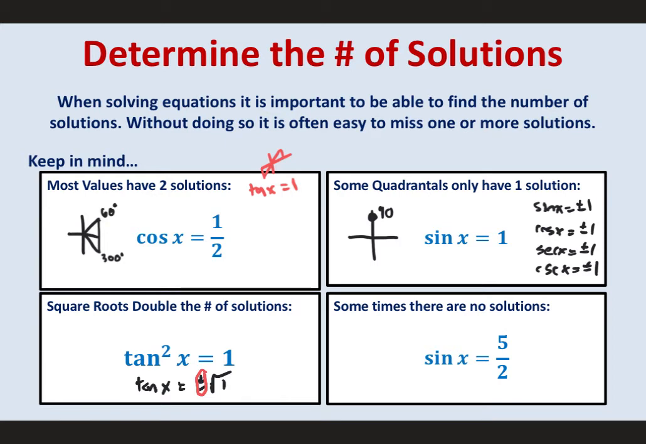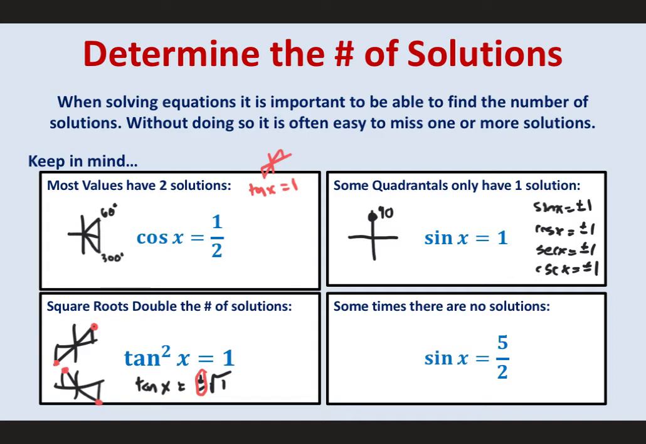So tangent equals 1 had two solutions. We just talked about that, 45 and 225. But tangent equals -1 also has two solutions, 135 and 315. So because we square rooted it and it made that plus or minus, it now doubled it because now we have to account for both the positive and negative sections. So we end up with 1, 2, 3, 4 solutions rather than just tangent of x equals 1 having two solutions.